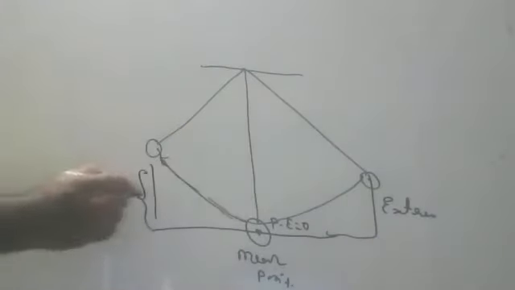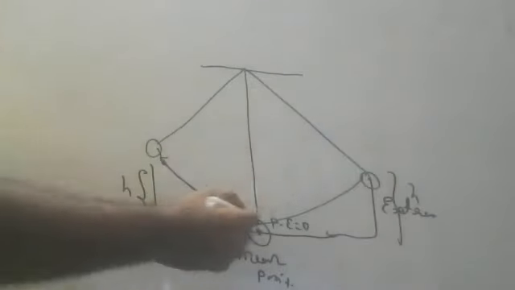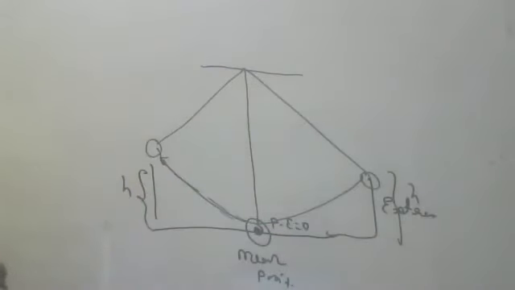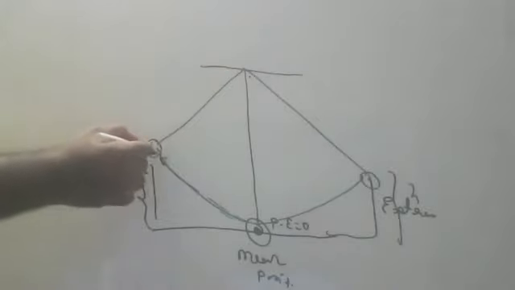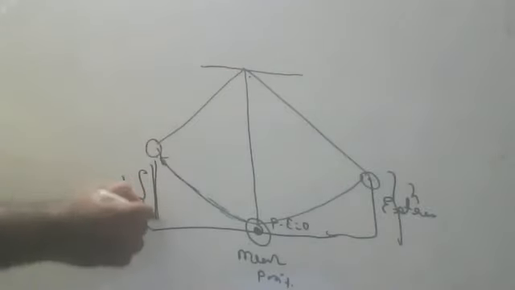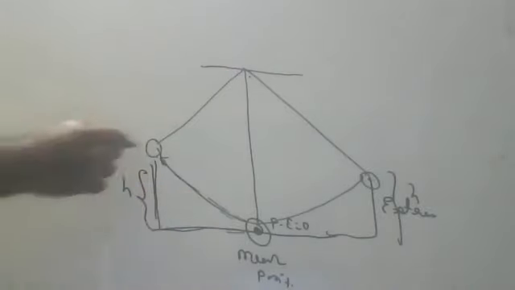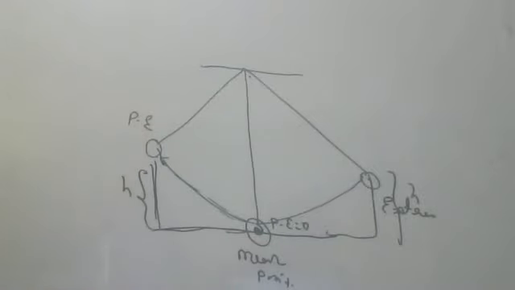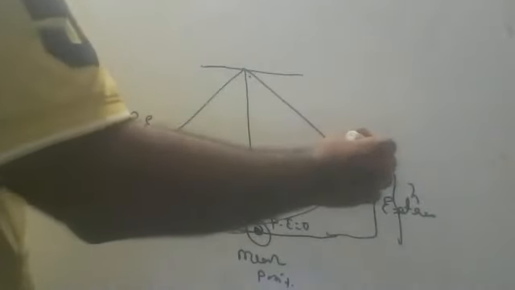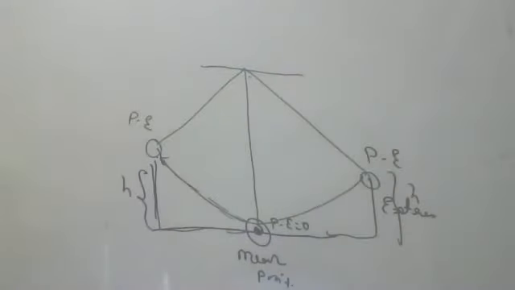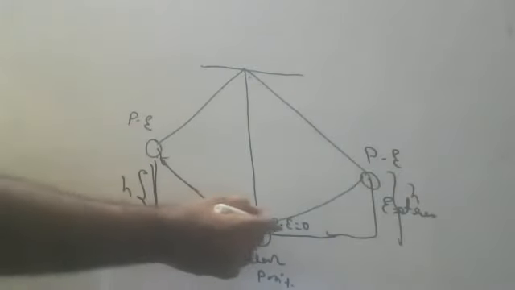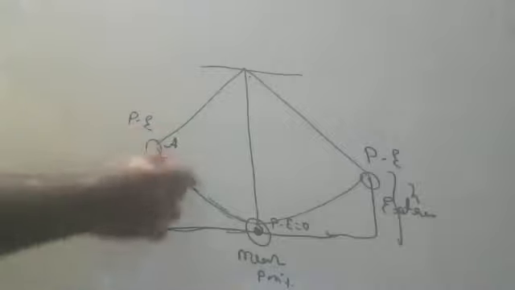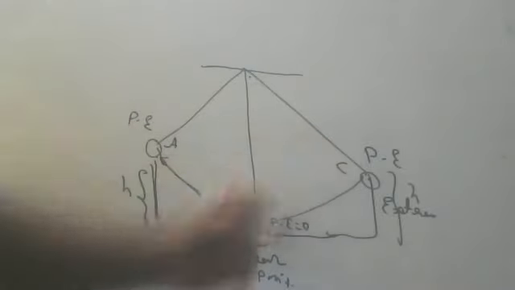Here there is some height, but here there is no height. Zero, because it is hanging. You can see, children, this much height from the mean position. So at this position, potential energy will be maximum. At the mean point, potential energy will be zero. So point A, point B, point C.